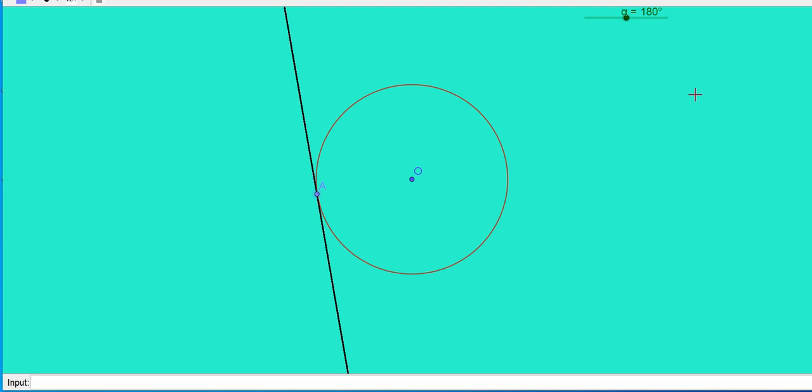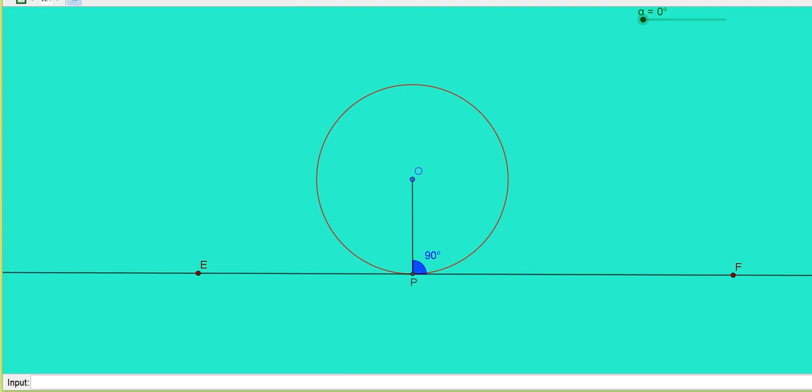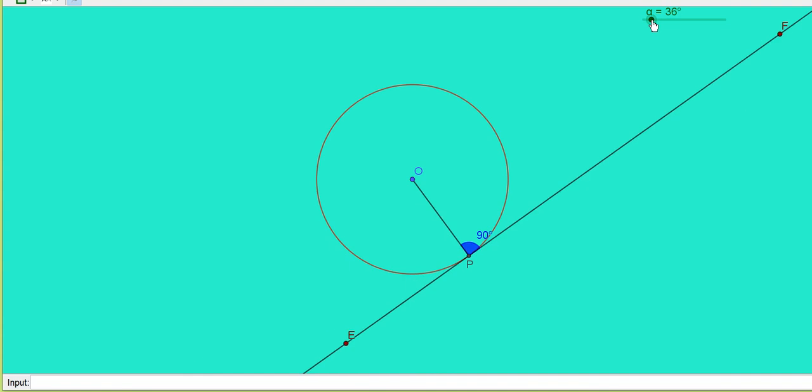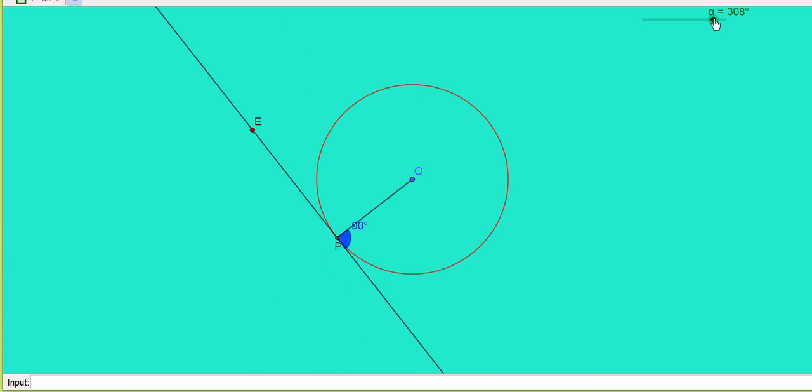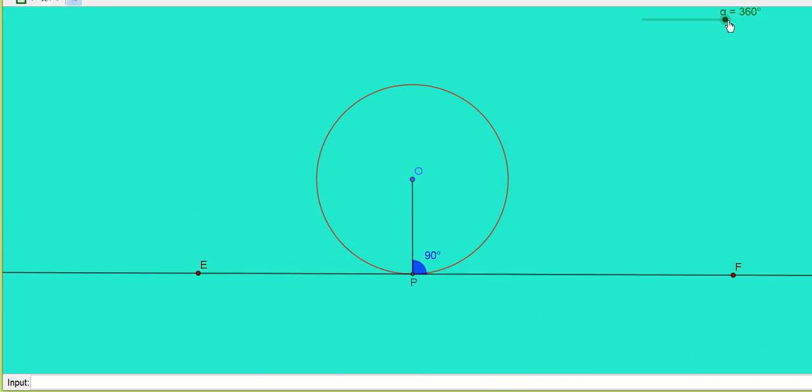Now, what about the angle between the tangent and the radius through the point of contact? Let us discuss a theorem. Here, EF is the tangent and OP is the radius. Now you can see the angle made by the tangent and radius through the point of contact is 90 degrees. Now in all the points on the circle, the radius and tangent, you can see the angle is equal to 90 degrees.